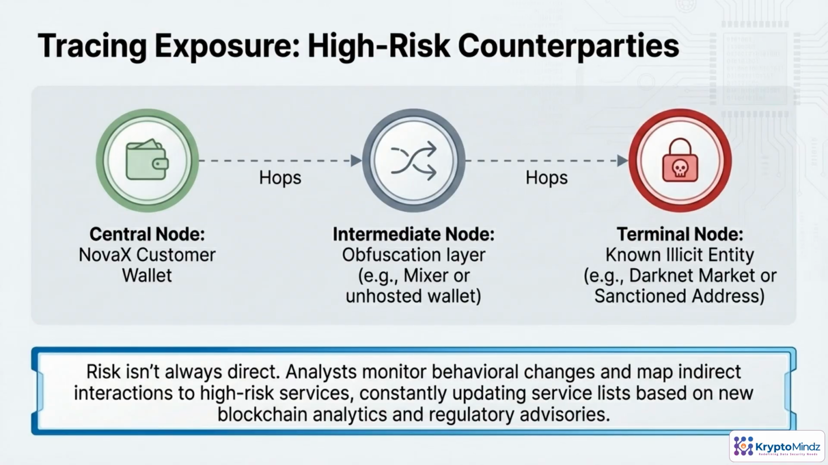When compliance teams talk about exposure, they mean more than just direct transfers. They care how many hops away a customer is from a darknet market, mixer, or sanctioned address. Blockchain analytics traces these paths, scores the risk, and flags patterns like repeated use of obfuscation layers. Your job is to interpret those signals and decide when indirect exposure becomes unacceptable for your firm's risk appetite.